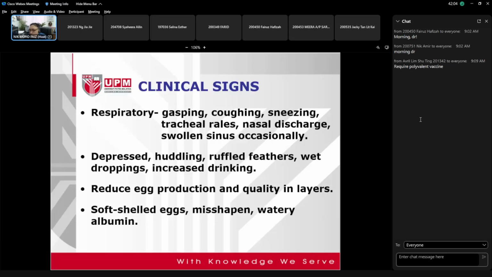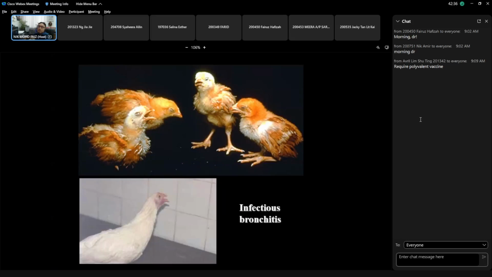Reduced egg production and quality in layers. This is one of the common findings when infecting layers and breeders, because this is one of the diseases that can affect egg quality and egg production. You expect to see soft shell eggs, misshapen, and watery albumin. Watery albumin is when you crack the egg and the albumin, the yolk, is not the same consistency. It's very watery. Some of you, when you fry eggs, sometimes you will see that kind of eggs as well. Maybe the farm was once infected with IB or something. This is the common finding.